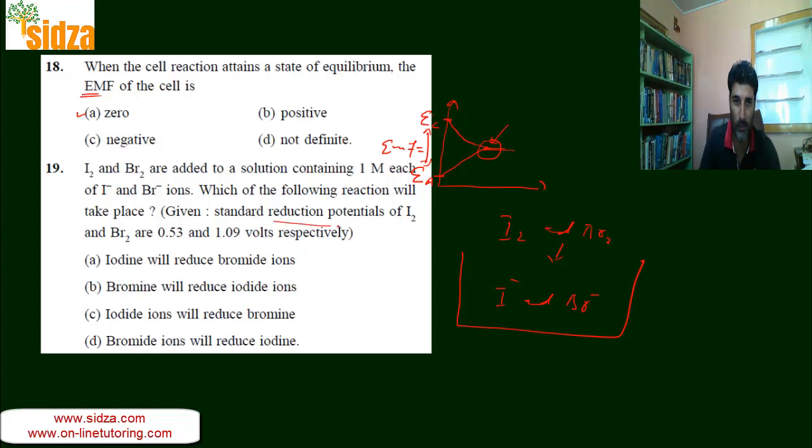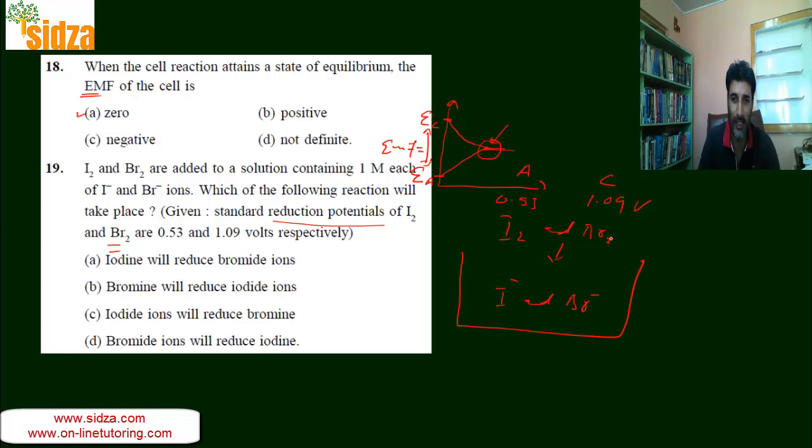And the standard reduction potentials of the iodine and the bromine are given. For the iodine it is 0.53 and for the bromine it is 1.09, which means that the bromine has high reduction potential, so definitely it is going to act as a cathode, it will gain the electrons, and this 0.53 will act as an anode because its reduction potential is less, because we know the cathode minus anode is the EMF, and the one which has the higher reduction potential will gain electrons and the one with the lower reduction potential will lose electrons.